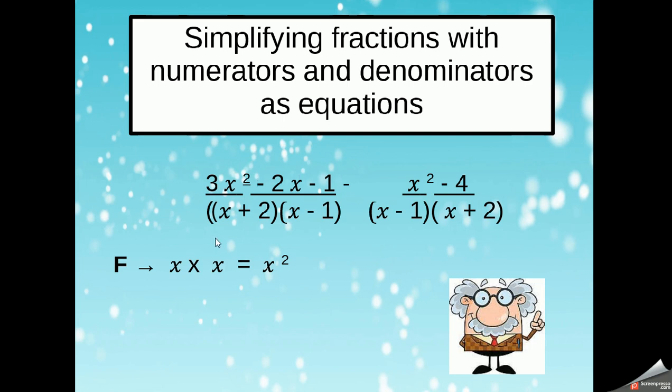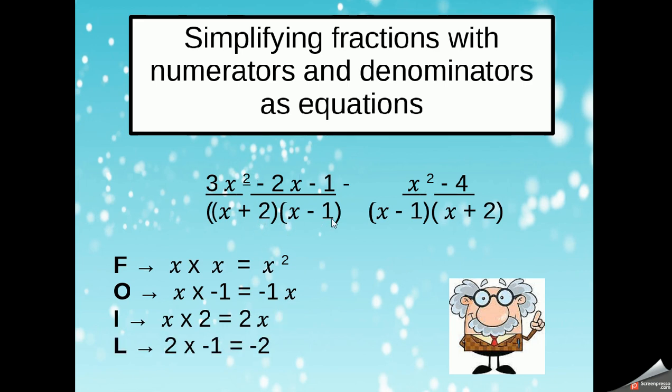So the first will be x times x. The outsides are going to be x times minus 1, minus 1x. The insides are going to be 2 times x, 2x. And the lasts are going to be 2 times minus 1. So we can swap both of those sets of brackets for all these lined up and then simplify, because 2x minus x is x. So now you can notice that the denominators are actually the same. X squared plus x minus 2.